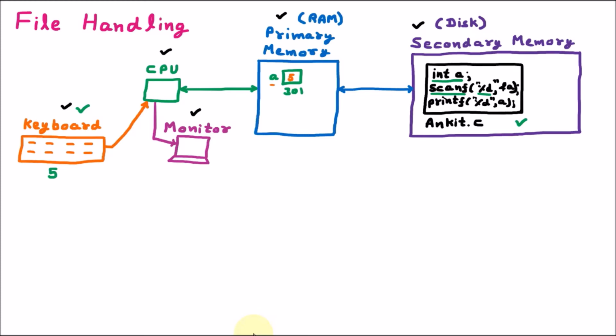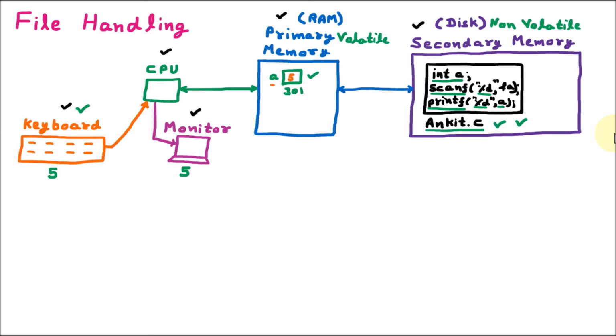Now afterward in the C program, the next line is printf, meaning printing on the screen, %d for the integer a. So here the value of a, that is 5, will be displayed on the monitor and the user can see that. So on the monitor we have the output, which is 5. Later on we are going to close the program. Let's say we have closed the program, which is ankit.c. Now what is going to happen? Inside the secondary memory, the program will persist because secondary memory, or the hard disk, is non-volatile. But our primary memory, which is RAM, is volatile.